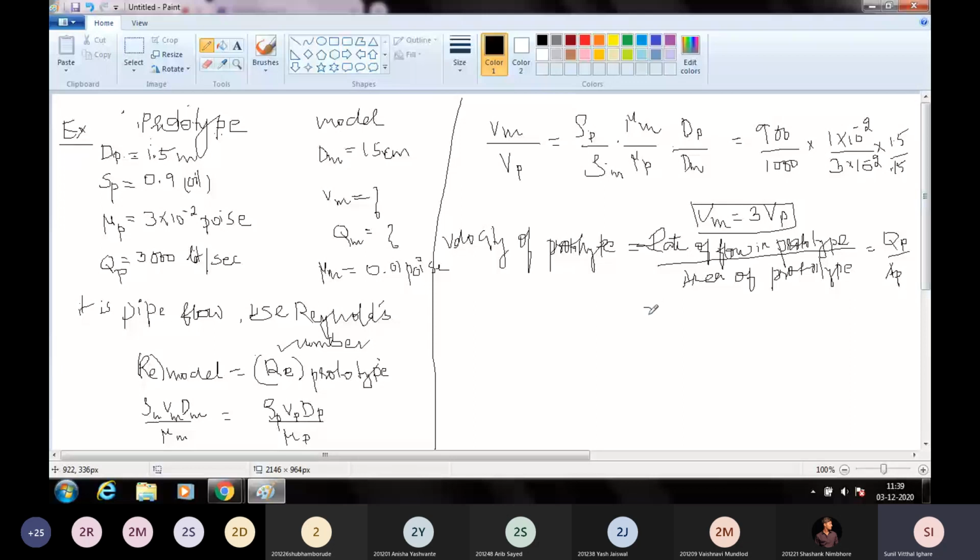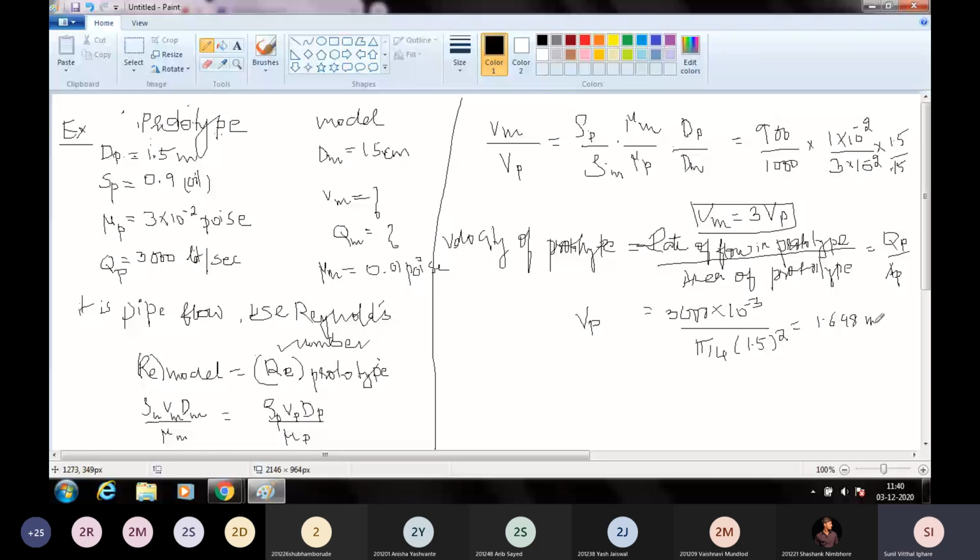So QP is how much? The discharge in the prototype is 3000 into 10 to the power minus 3, divided by area of the prototype, that is pi by 4 d square, means 1.5 meter square. This is the velocity for the prototype, that is equal to approximately 1.698 meter per second.